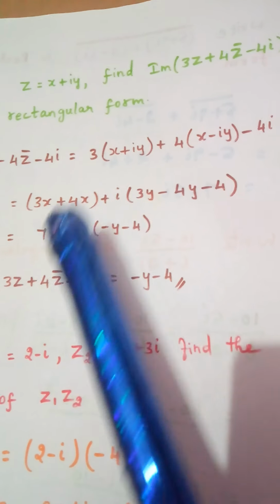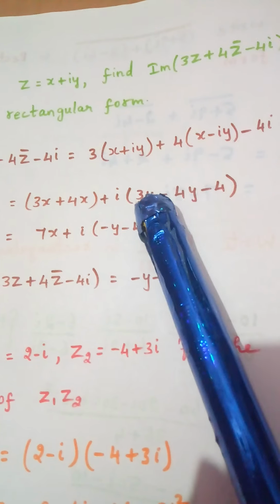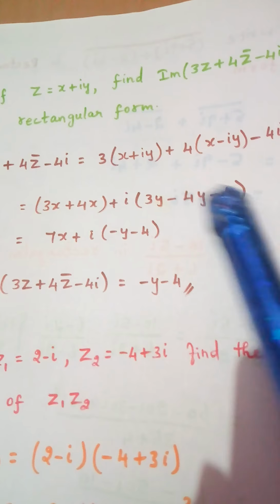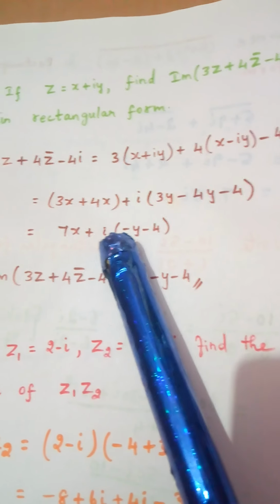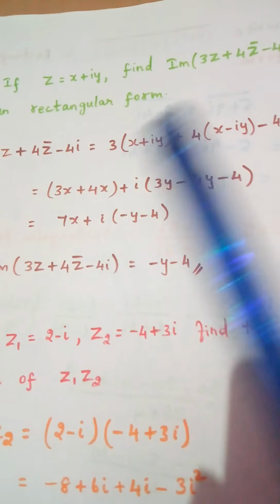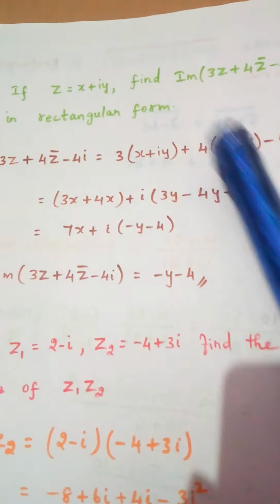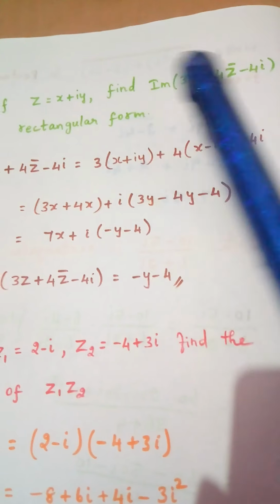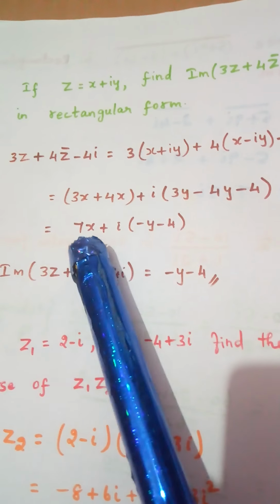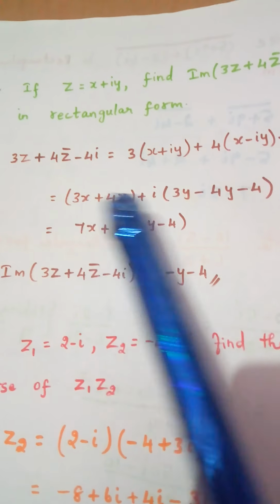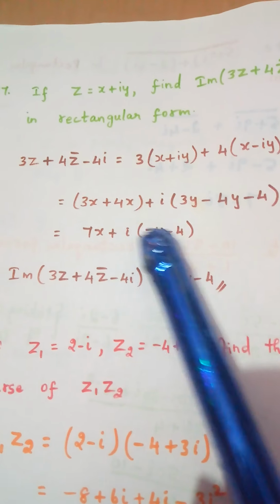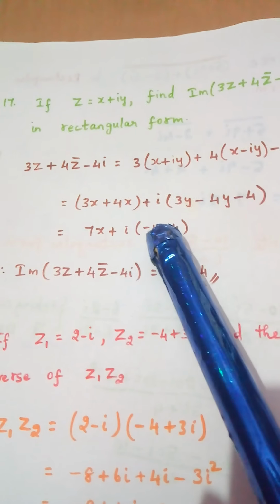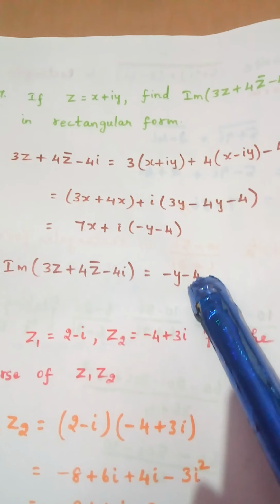Now 3x plus 4x is 7x. If I simplify this bracket, 3y minus 4y is minus y, again minus 4 plus i. So what they have given in the bracket, we have simplified and brought like this. What they are asking is, find the imaginary part of this. Now see, 7x is nothing but the real part, minus y minus 4 is nothing but the imaginary part. So the imaginary part of that is minus y minus 4.